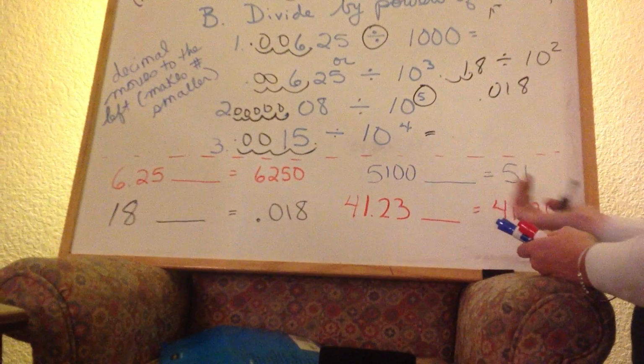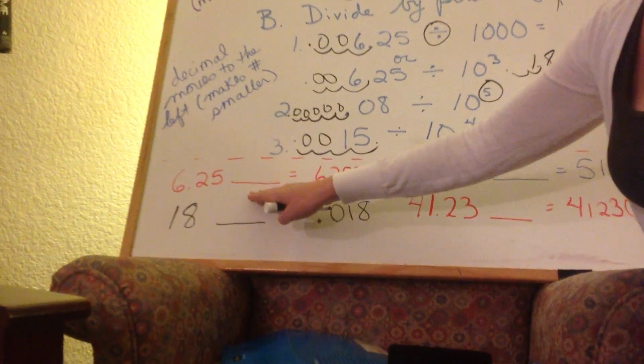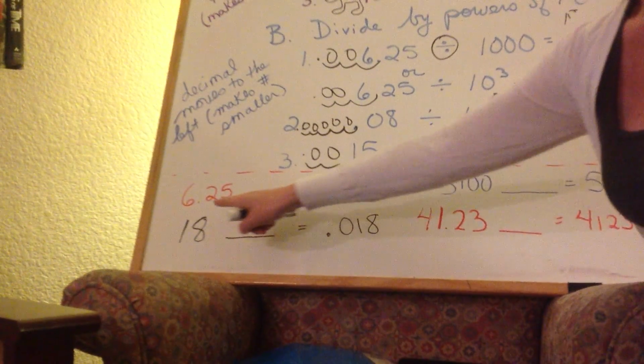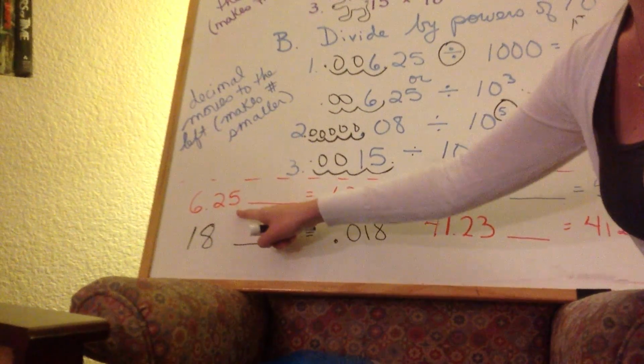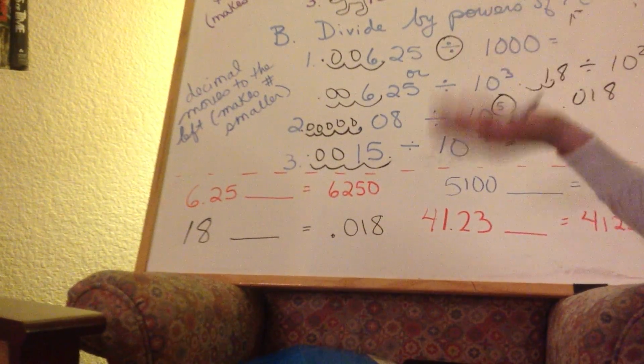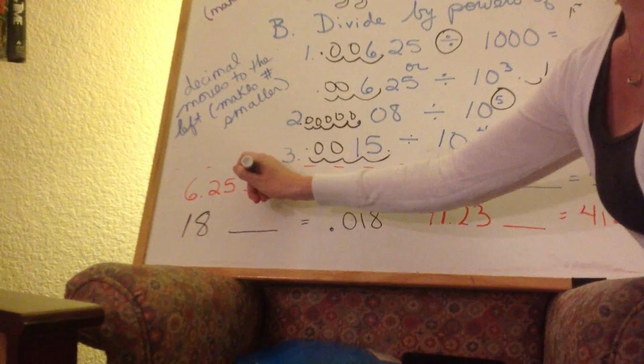So let's look down here. I have a beginning number. Something happened to it and became this number. I want to know what happened to it. So let's look. I have 6 and 25 hundredths, and it became 6,250. Did it get bigger or smaller? Well, it got bigger, so I know I multiplied.